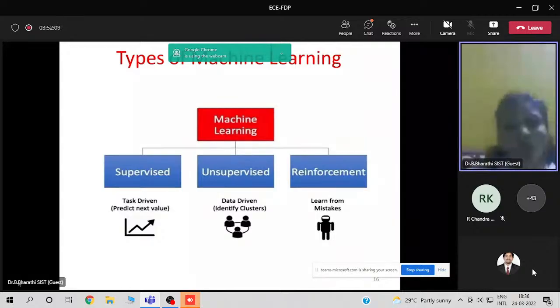So what is supervised? Supervised is task-driven, or you have an idea of what you're looking for. You have a labeled output and you're looking for a labeled output. Just like you train your child at home, showing a lot of pictures, and you want the child to name the picture correctly. So that is called supervised learning.